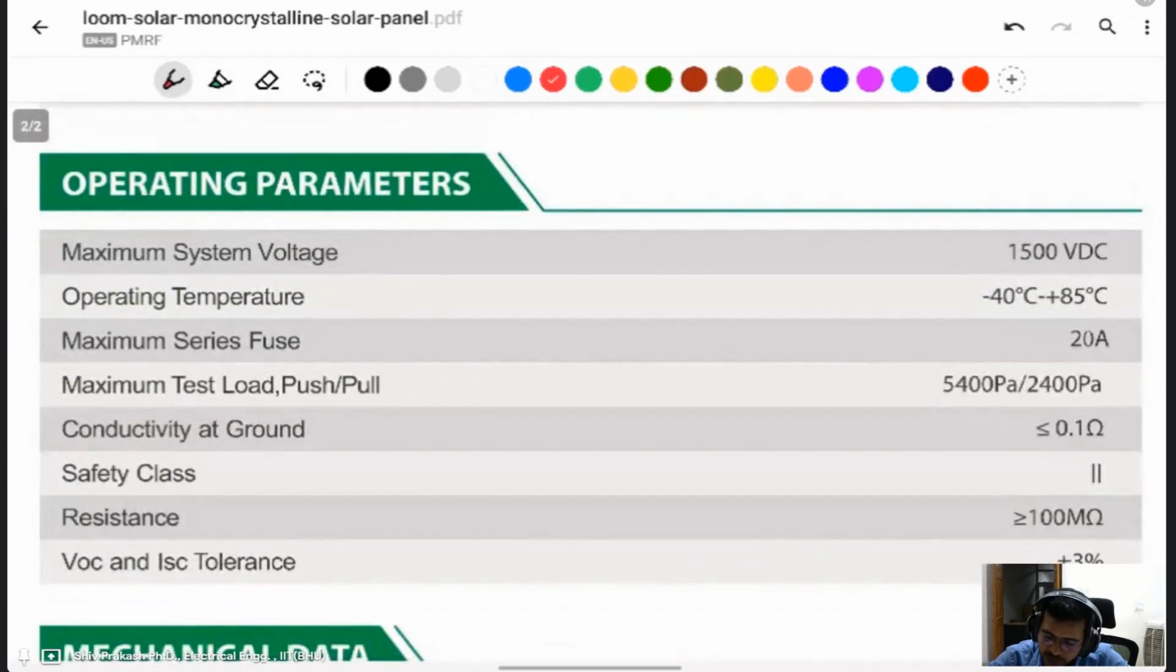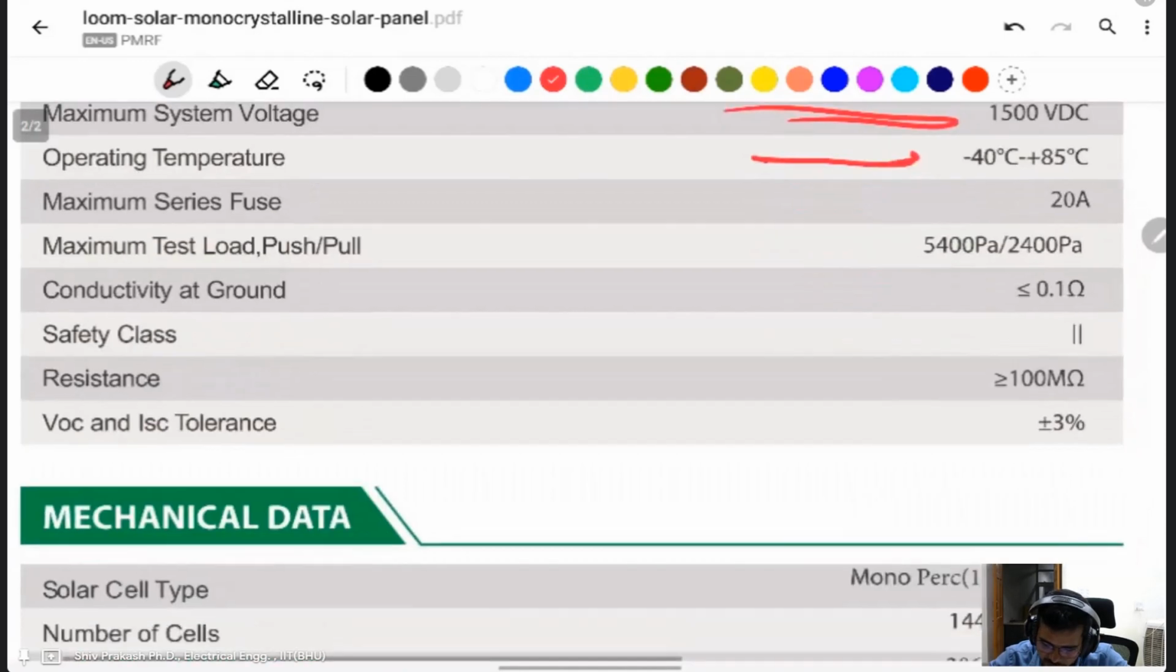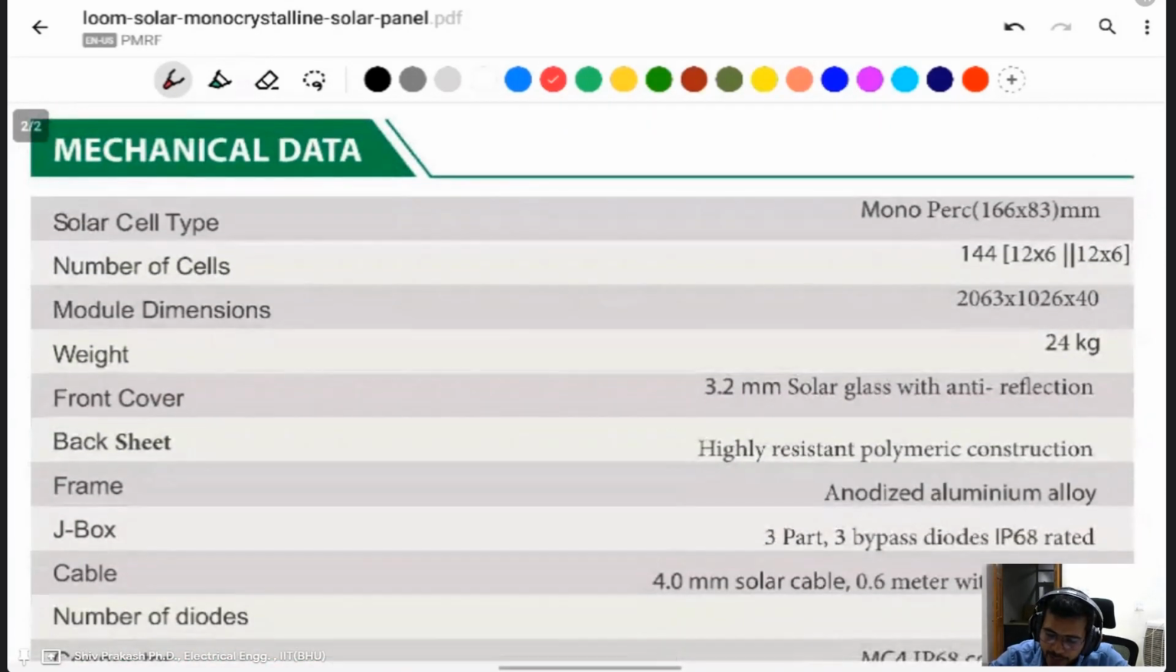Here the maximum system voltage is given as 1500 volt, because a large number of cells are connected in series. Operating temperature is also given. Leave it, this one is the technical data, but this one is the mechanical data. Mechanical data includes the number of cells, mentioned here as 144.